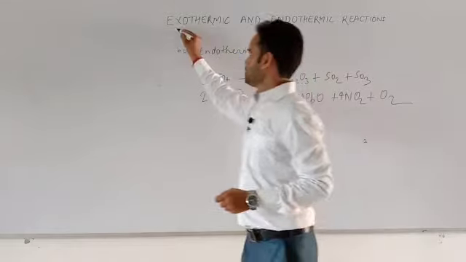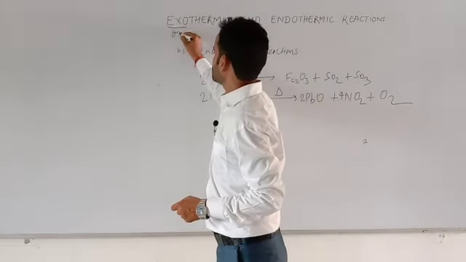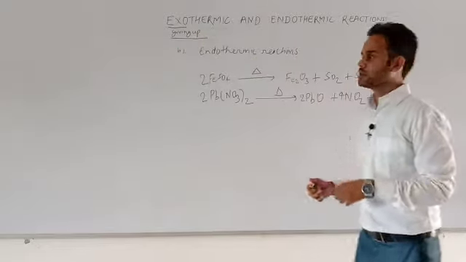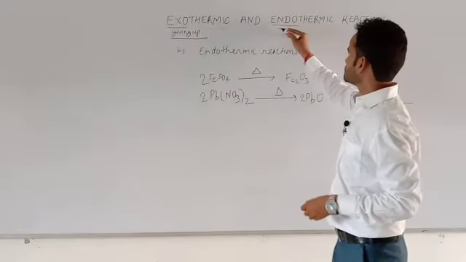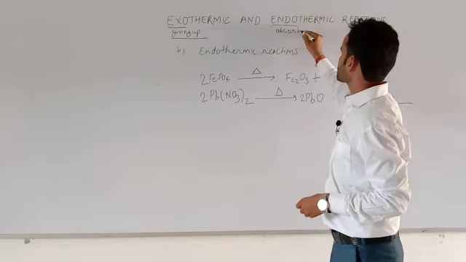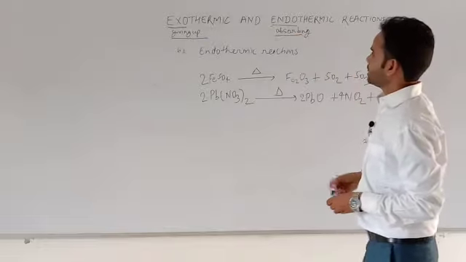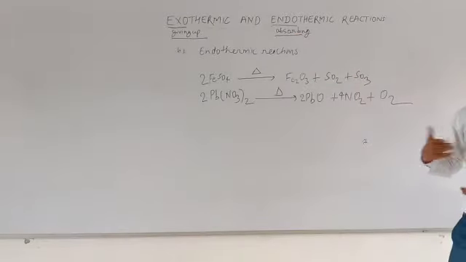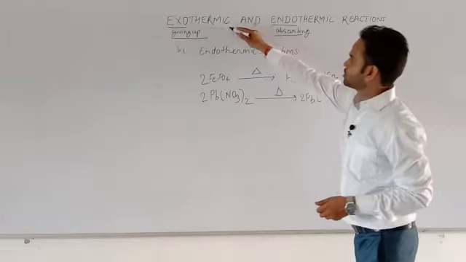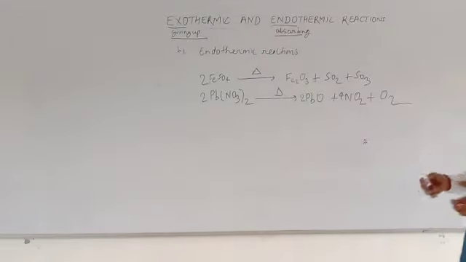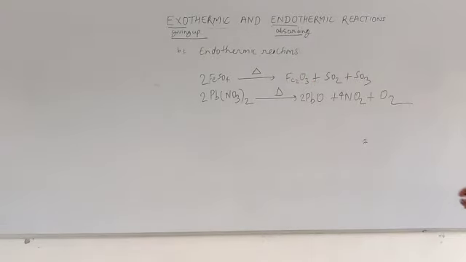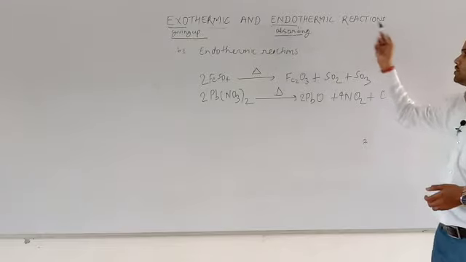Exo means giving up, so heat is given up, and endo means absorbing. Those reactions in which heat is evolved, giving up meaning evolved, are known as exothermic, and those reactions in which heat or energy is needed for the reaction to happen are known as endothermic reactions.